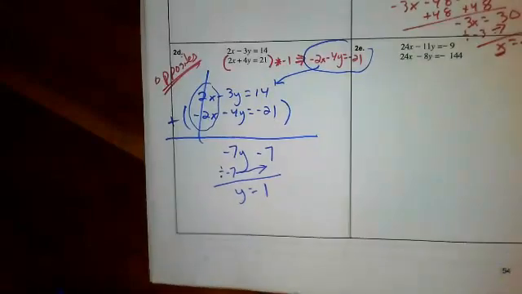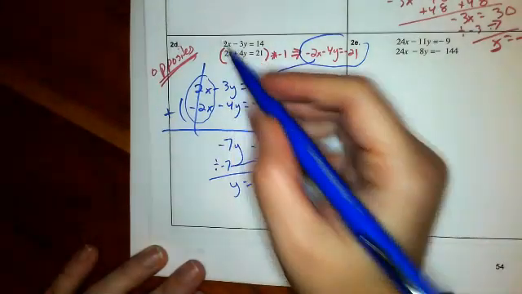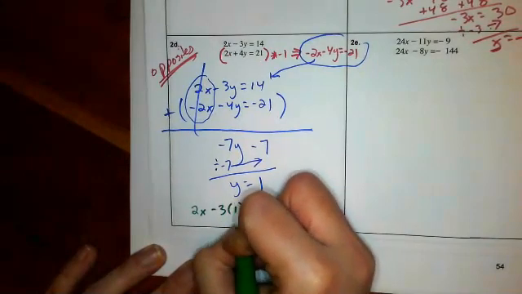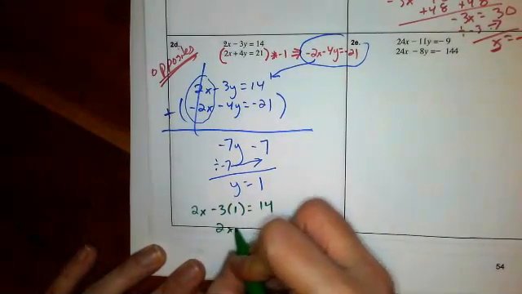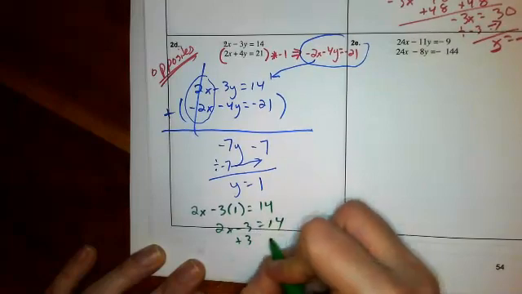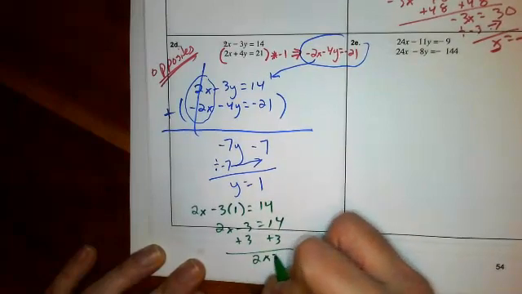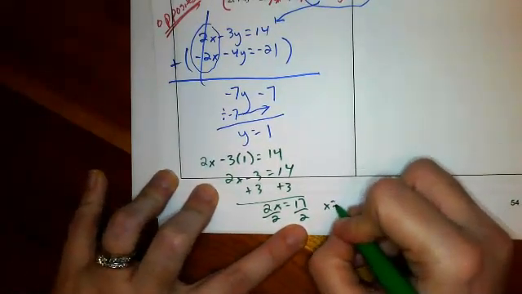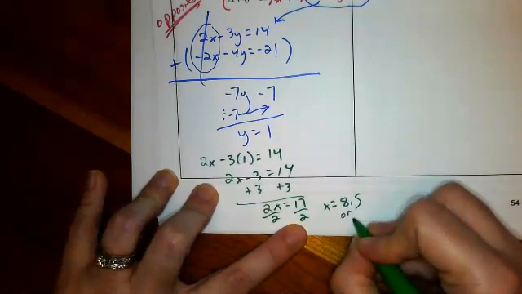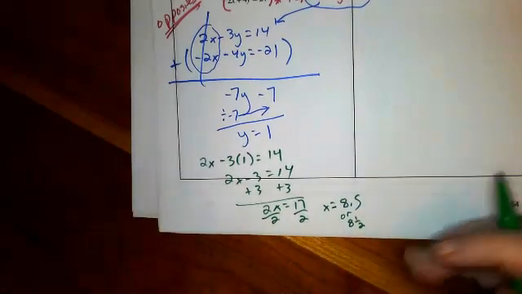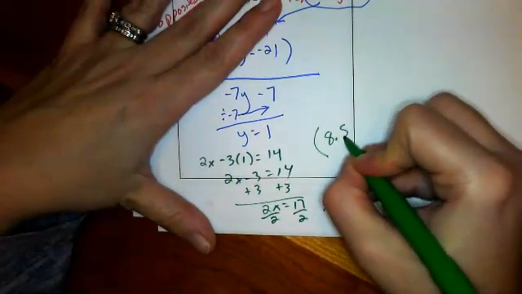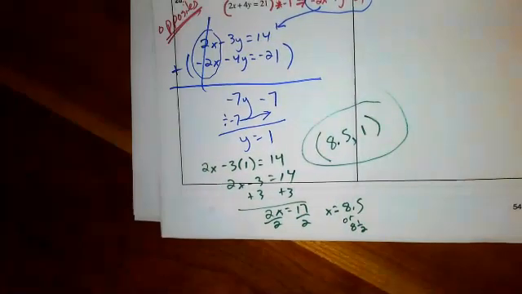Okay, now we're going to substitute back into the original. So I'm going to take the first one, doesn't matter which. 2x minus 3 times 1 equals 14. Add 3. We get 2x equals 17. Don't freak out if you get a decimal or a fraction. It's okay. And if you don't believe it, just put them back in and check. x equals 8.5, I don't care which form. And we are going to go ahead and write our solution. Let's do a decimal: 8.5, comma, 1. Okay, and you're good.